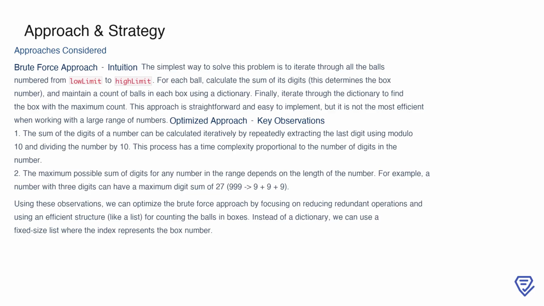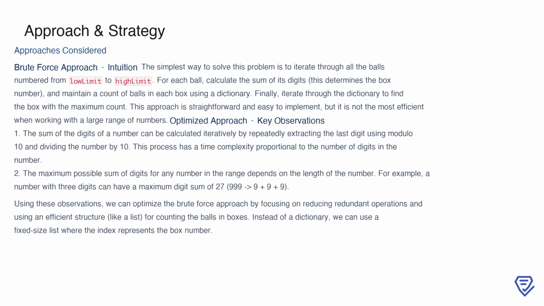First, we have the brute force approach. The intuition here is straightforward: iterate through all the balls, from the low limit to high limit. For each ball, calculate the sum of its digits, which determines the box number. Then, maintain a count of the balls in each box using a dictionary. Finally, you would scan through the dictionary to find the box with the maximum count.